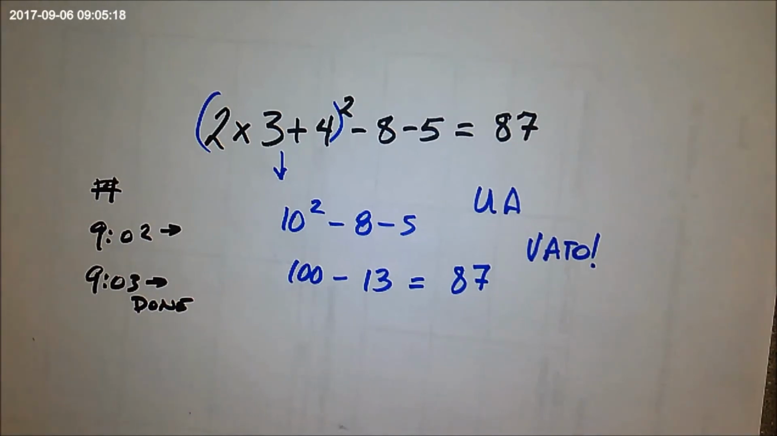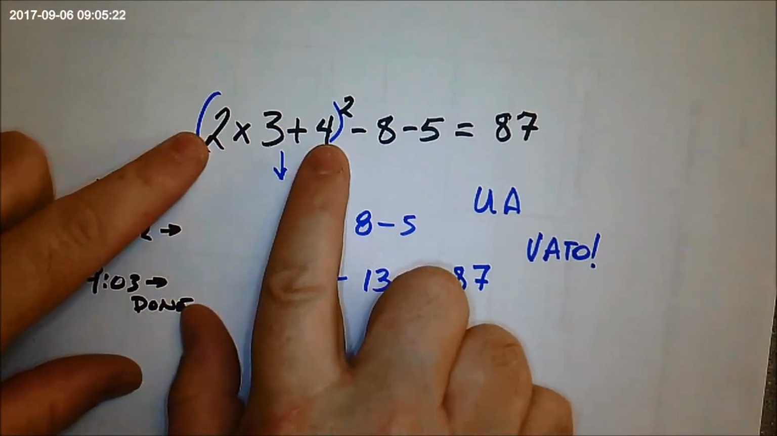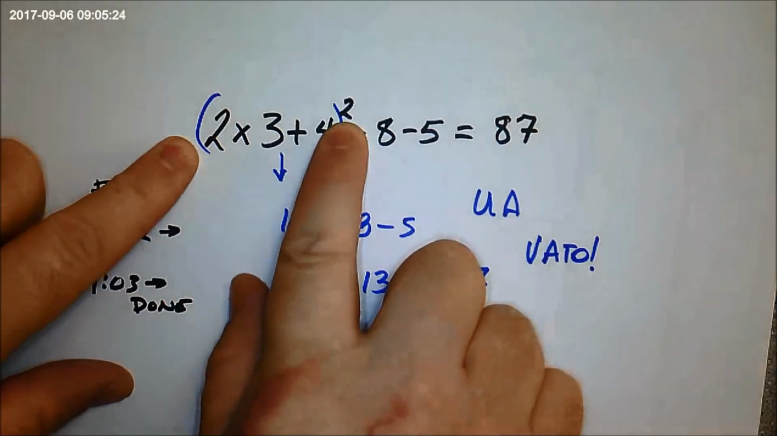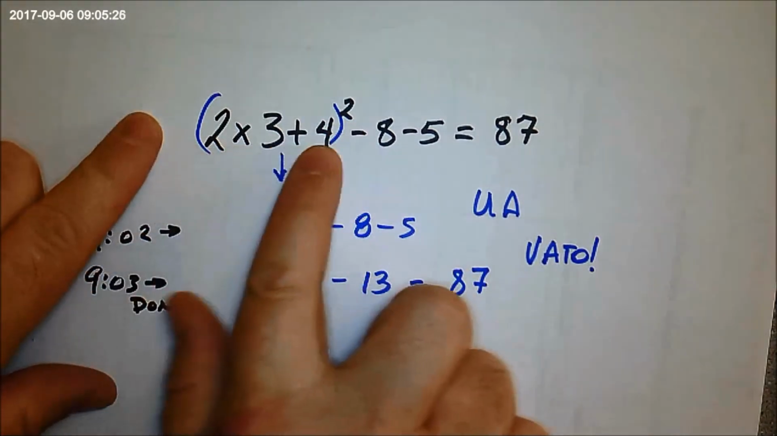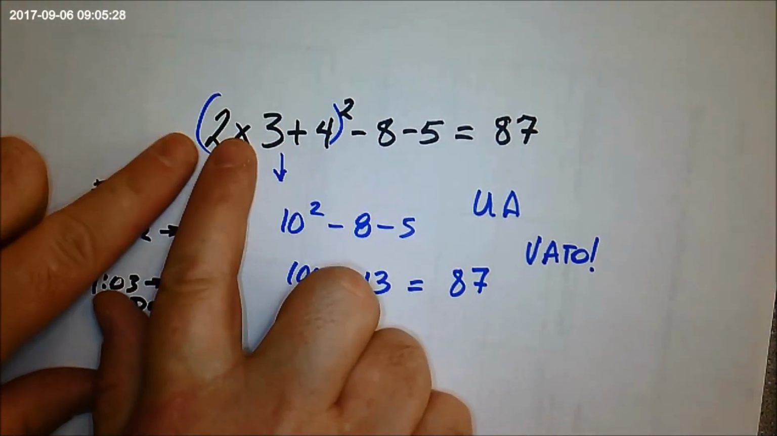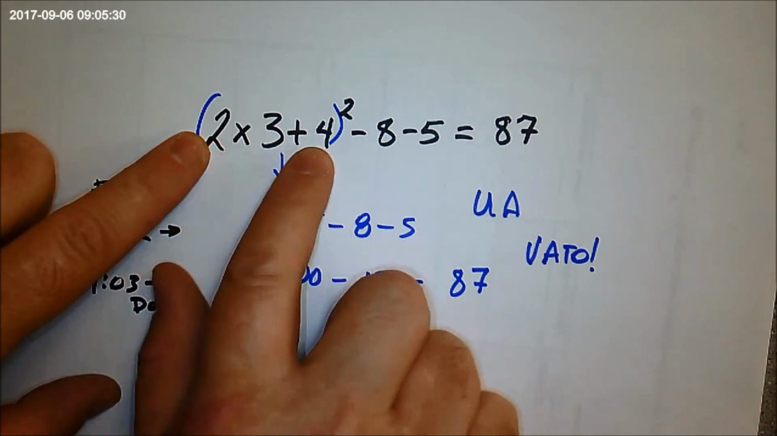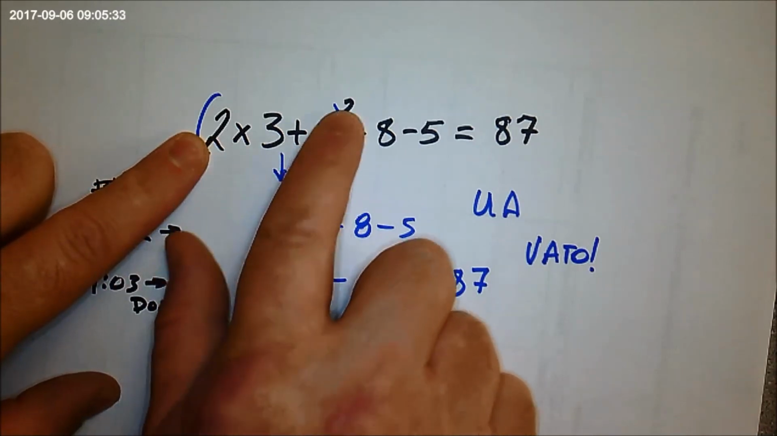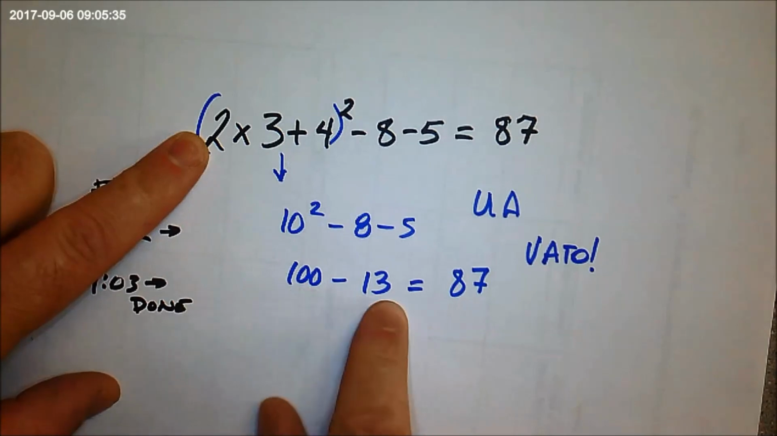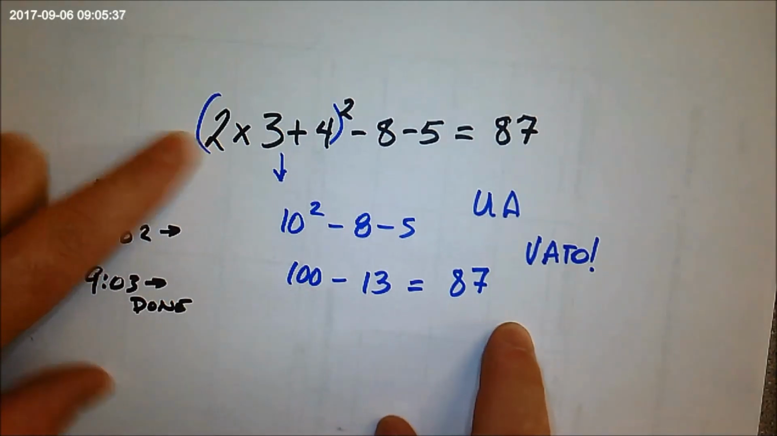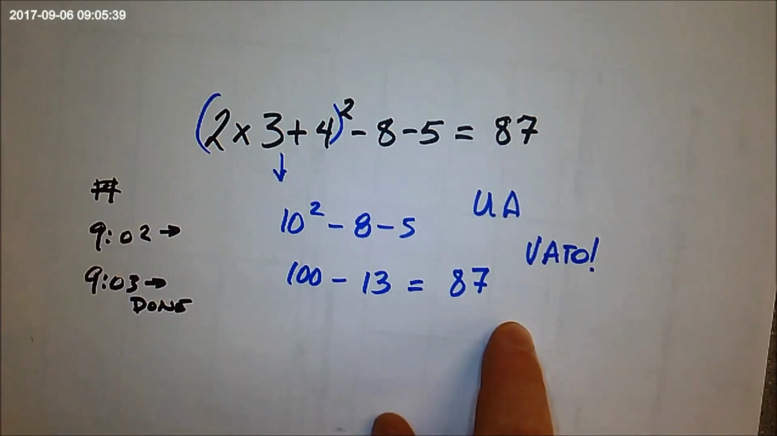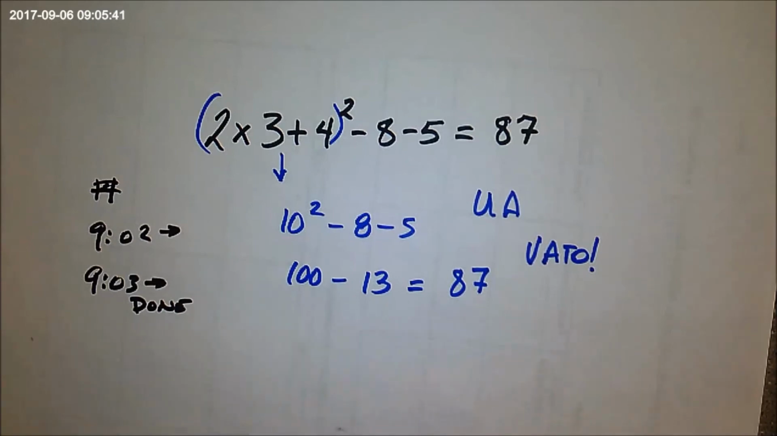What don't you get, Alyssa? I put the parentheses behind the 4 but in front of the exponent. So now that whole thing gets squared. So you do all of this, which is 2 times 3 plus 4, that's equal to 10. 10 squared is 100. Minus 13 is 87. You go, girlfriend. Okay. Doing good?